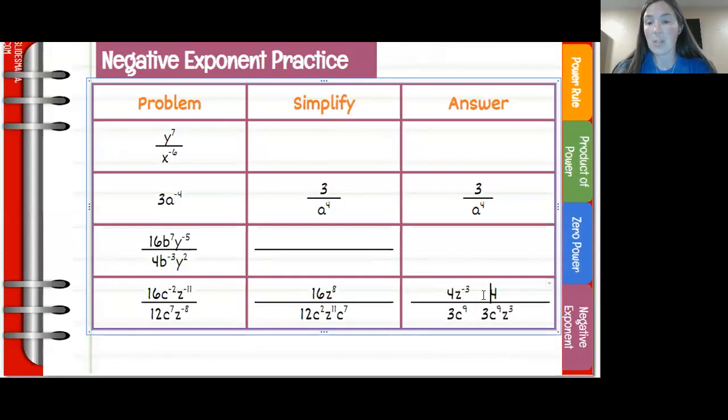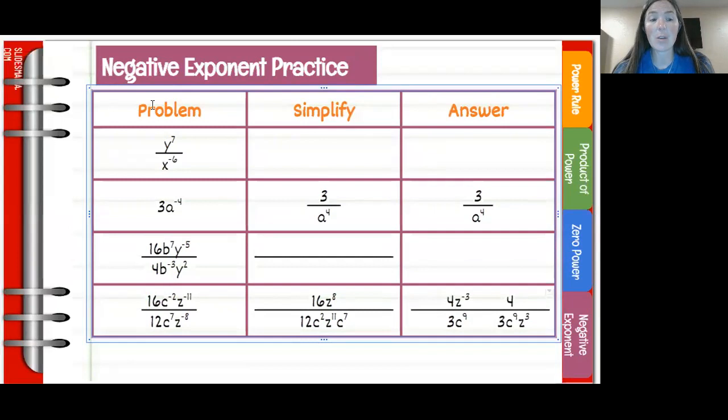And that way I can space these out a little bit more so that you see the difference. So this is step 2. This would be your final answer. Okay. All right, so that's kind of it. That's negative exponents and the zero exponents.